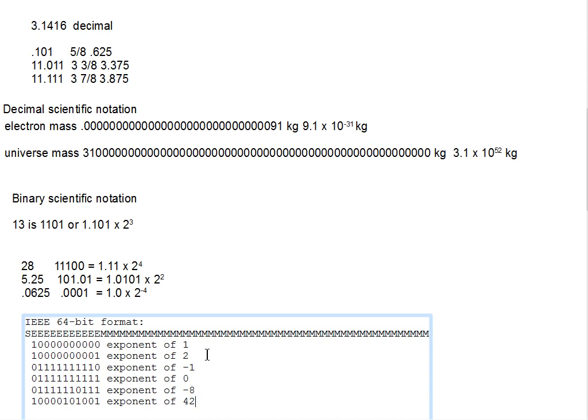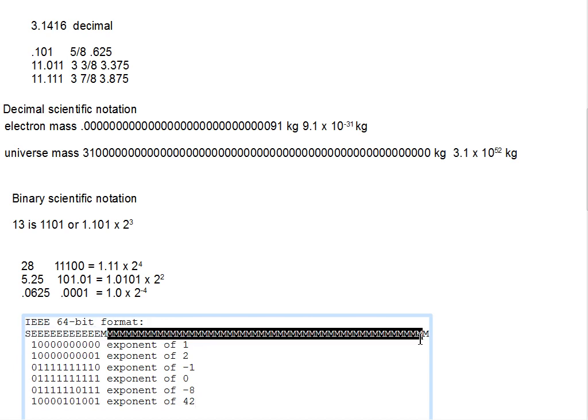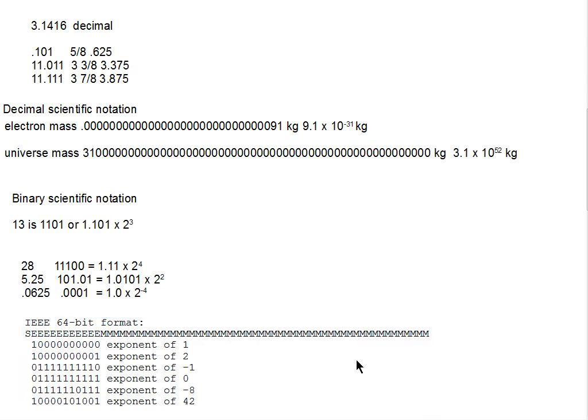The mantissa occupies the majority of bits here. And its interesting point is that only the bits after the binary point are stored, because in a correctly normalized binary floating point value, the mantissa always starts with 1 point. So the 1 to the left of the binary point is simply assumed. So a mantissa of 1.101 would be stored simply as 101 and then a bunch of zeros.